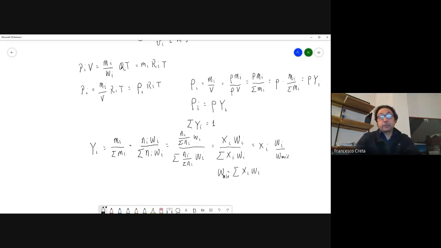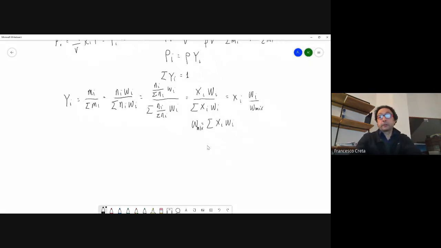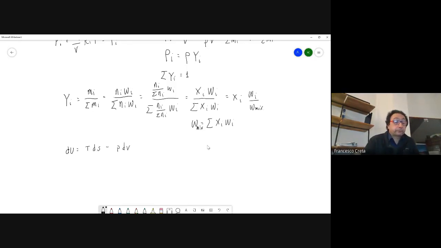Another concept that you all are familiar with is the concept of specific heat capacities. And that's the last concept I will introduce. Let's see if I can make it brief. Let's recall how we write down the differential form of the fundamental equation. So this is the differential form of the internal energy: TdS minus PdV plus the sum of all the chemical potentials.